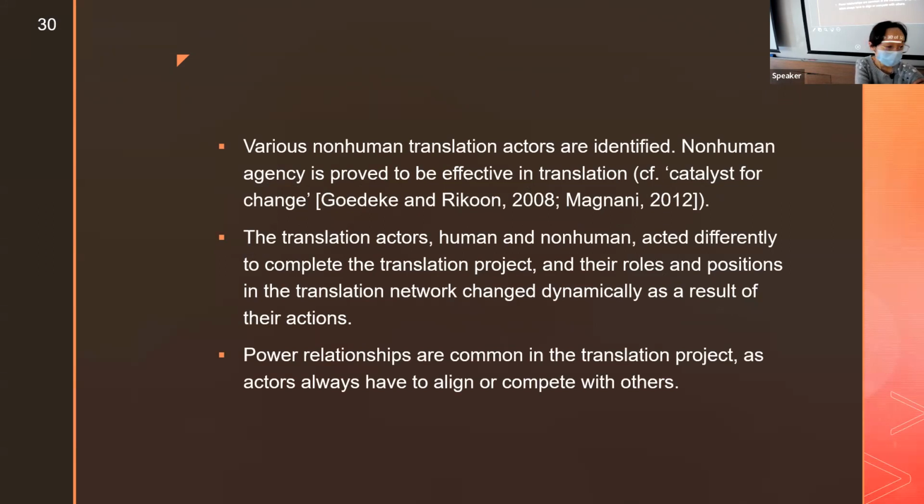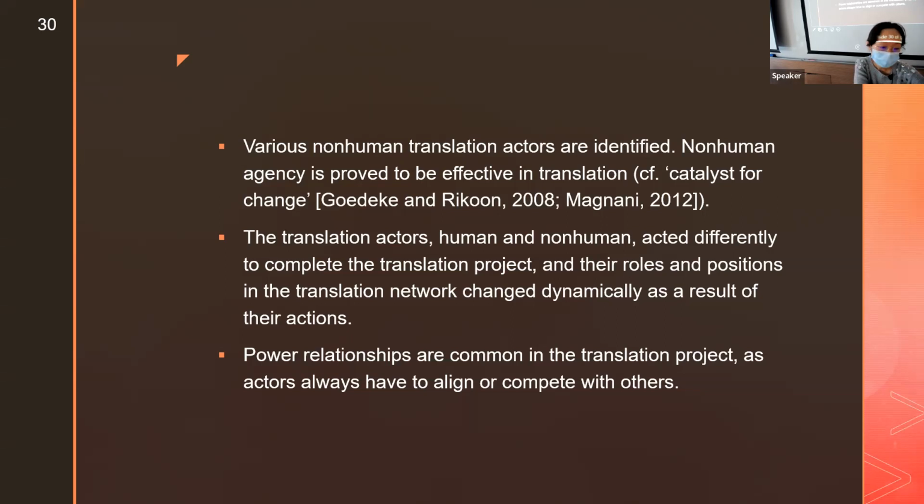The third is that various non-human translation actors are identified. Non-human elements have been discussed in translation studies. For example, machine translation, translation software, or the most commonly the source and target texts, but they have always been presented as somewhat inert objects with little agency. This time, and in this research, non-human phenomena are studied as active agents in translation.